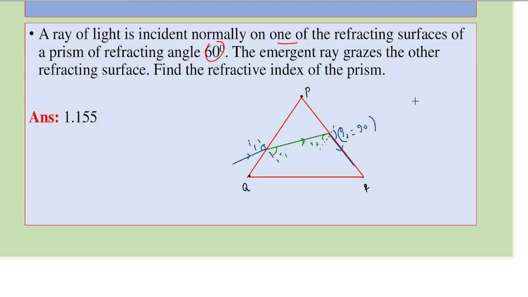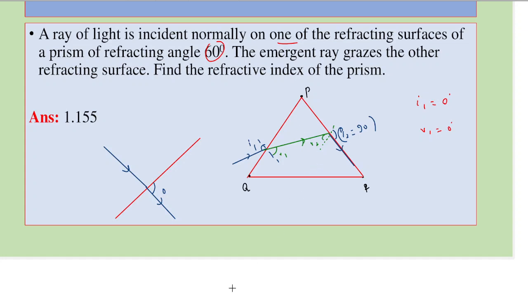So even here, if the light ray was normal, then I1 is equal to 0 degrees. It's not visible here, but think of a case like this where it was normal. So in that case, I1 would be 0. When the light ray falls normally, it is undeviated, which means the angle made here, which is R1, also would be 0. So R1 is equal to 0 degrees.